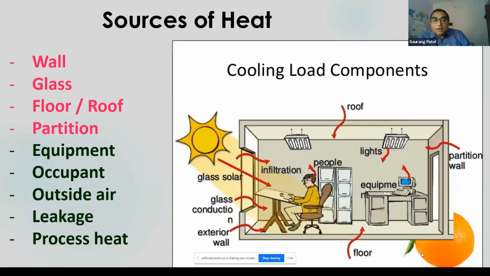Okay, and process heat is more relevant when we are doing cooling for an industrial building. For example, I'm doing one small industrial shed where they are doing some precise machining with the help of CNC, and there are multiple CNC machines. Those CNC machines have a different load, and I need to consider the amount of heat released by those particular machines, based on the type of machines there.